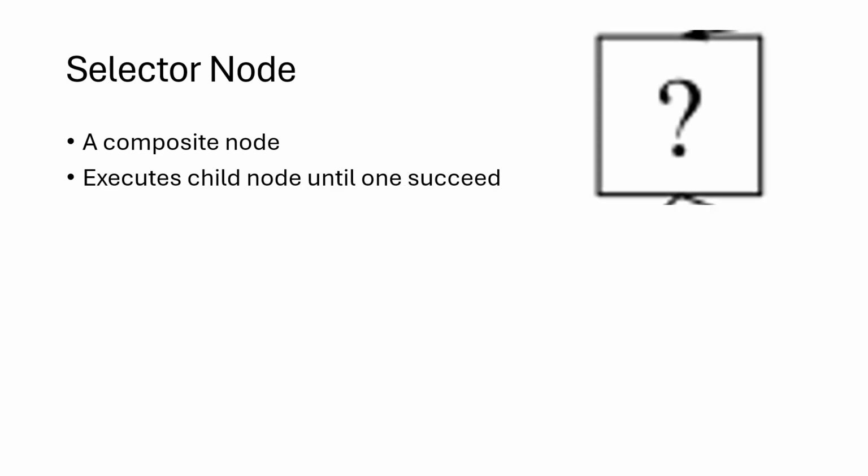There's the selector node, which is the opposite of what a sequence node does. So it's also a composite or flow node. And what it does is that it executes all the child nodes until one of the nodes succeeds, and then it returns and goes back to the higher level of this node to continue its execution.